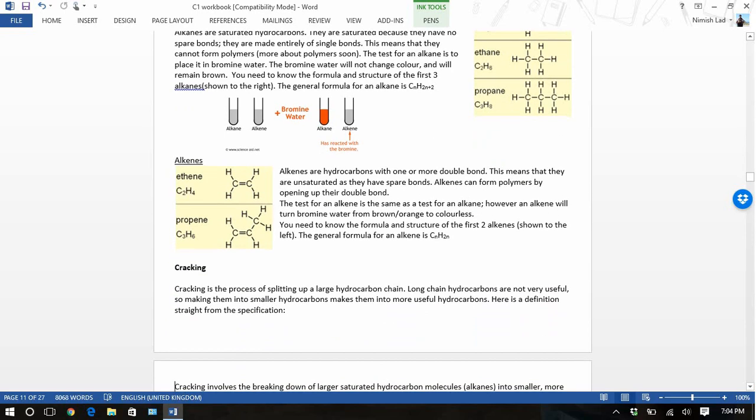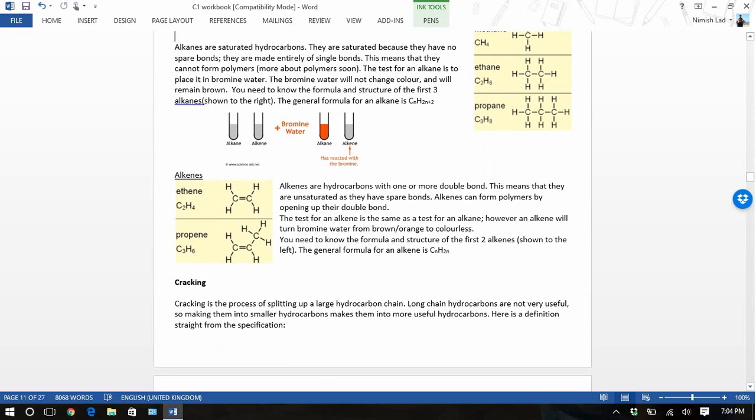So this takes us on to alkanes and alkenes. Alkanes and alkenes are two types of hydrocarbons we need to know about. Alkanes, note a single E, are saturated hydrocarbons. They have all single bonds. No spare bonds, all single bonds. So alkanes are saturated hydrocarbons. This means they cannot form polymers. Okay, we'll do a bit more about polymers in a second.